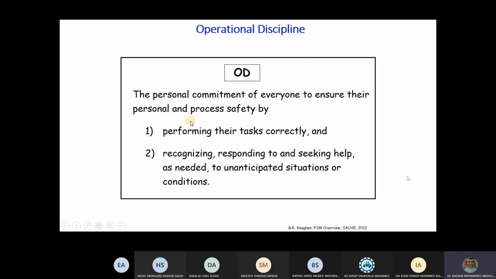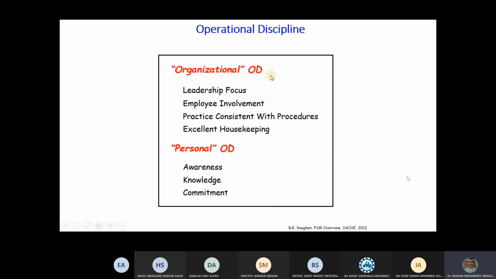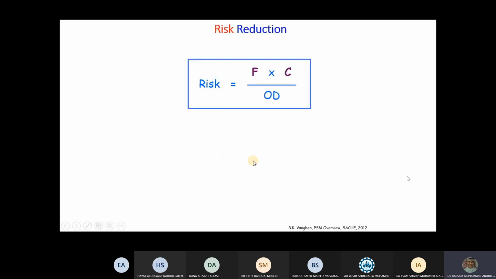The personal commitment of everyone to ensure their personal and process safety by performing their tasks, so everyone knows their task, recognizing and responding to, and seeking help for, anticipated situations, so they know what to do when they have some kind of situation. Sometimes operational discipline is also reflected as leadership focus, employee involvement, consistent practice with good procedures, excellent housekeeping, awareness, knowledge, and commitment at the personal level. So that is at the organization and personal level. I think you got an idea about OD.